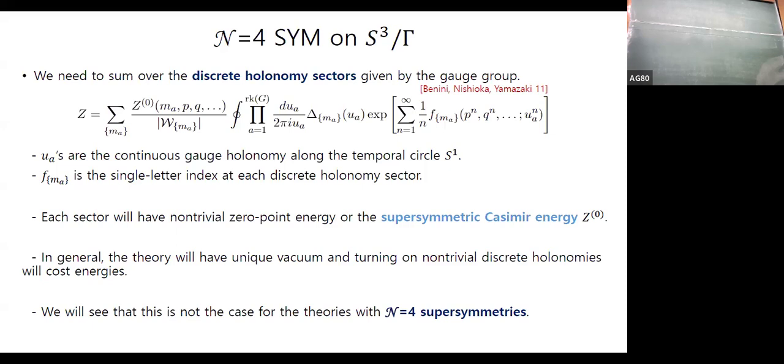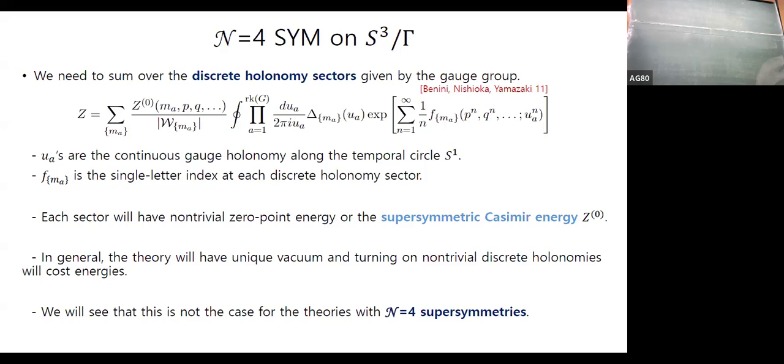But now I will show that this is not the case for the theories with N=4 supersymmetry. Sorry, yeah, the blue for each sector, M alpha, will be different. You mean this? Yes. This is the Weyl group of the unbroken gauge subgroup after introducing the gauge holonomies. So it will be different for different gauge holonomy types.